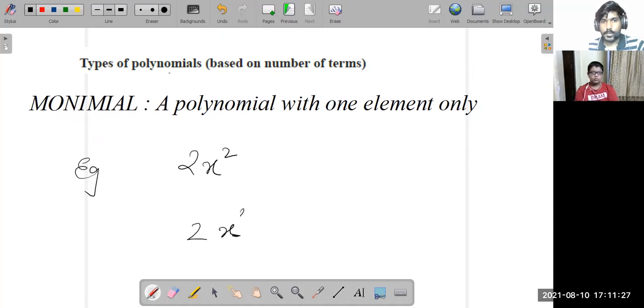Can I say this to be monomial? Is this a monomial? No, sir. No, there are two terms. So this is not a monomial. Okay, if you see just 2, is this a monomial? Yes, sir. Yes, it is a monomial. It has a variable, but a variable you cannot see. We write it as x raised to 0.